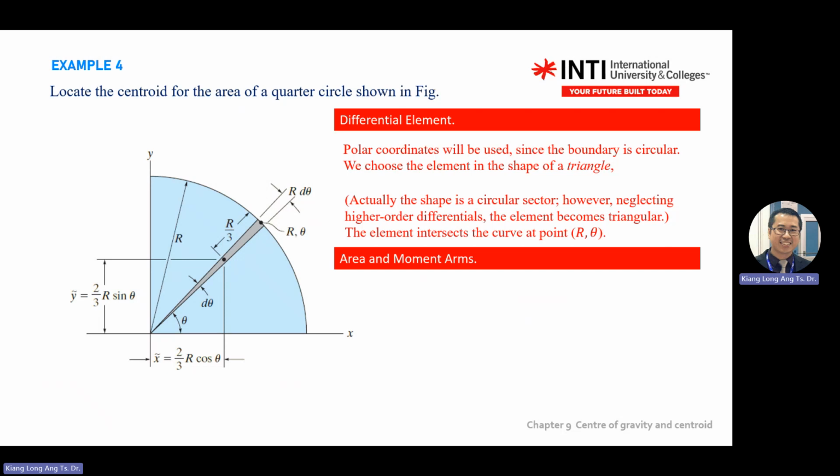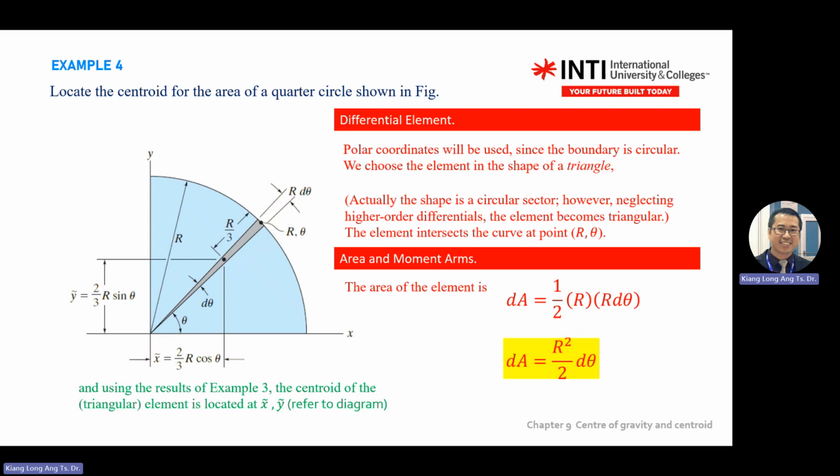Then second step, you look for area and moment arm. You calculate area. How you get this area is half base and height. So base is r, height is r d theta. You'll get r square d theta over 2. Then you calculate from either x or y, because it's a circle. So for the area you have x bar, y bar. In this case, it's a circle.